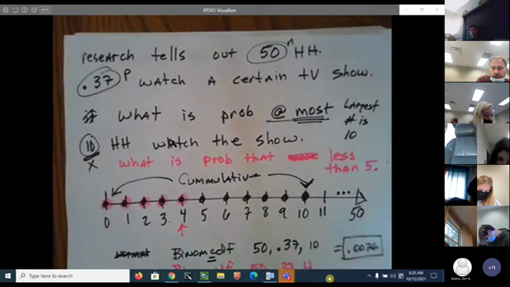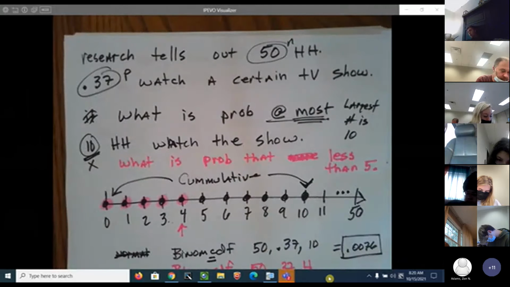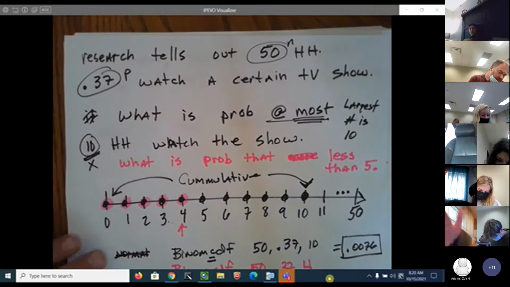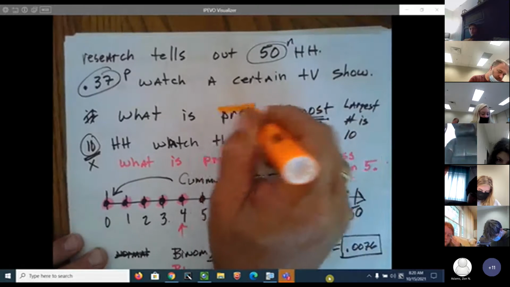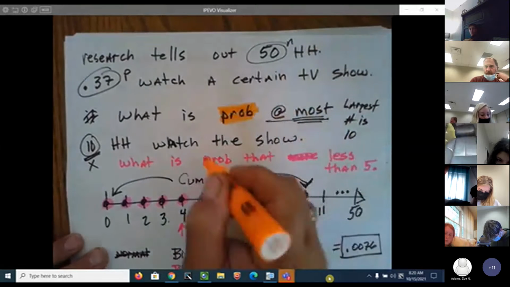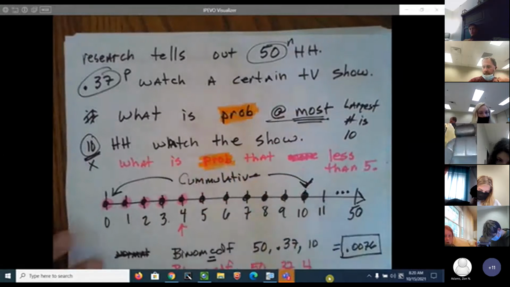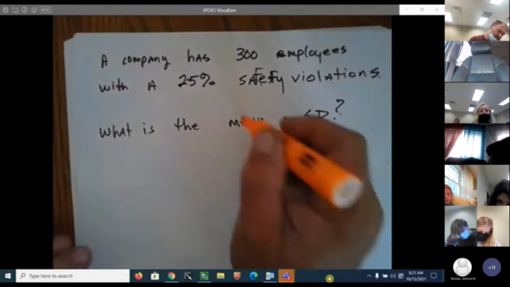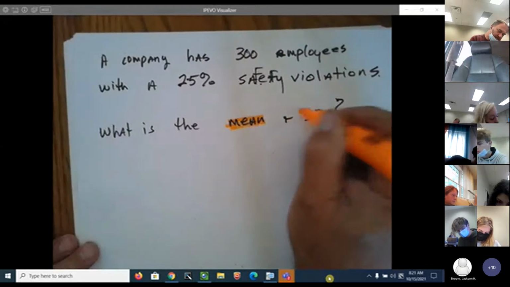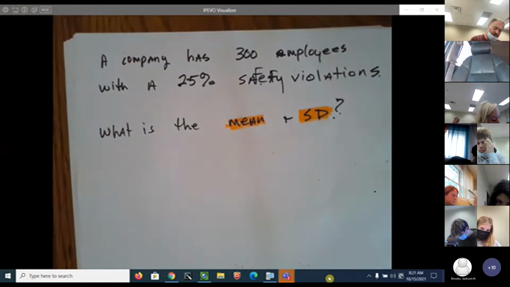This problem asked for probability. This problem asked for mean and standard deviation. So I don't want you to come to me saying, I don't know when to use what. Well, you need to read the question.